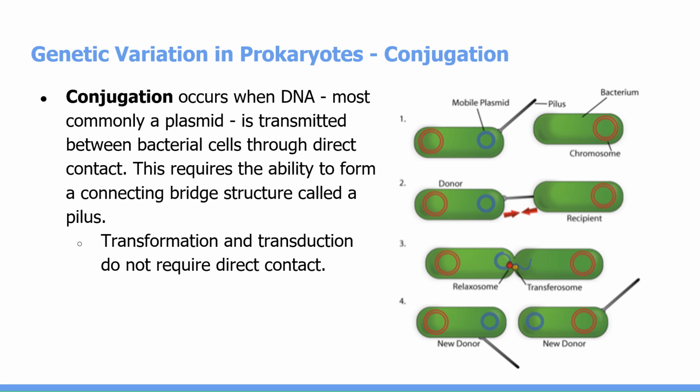The third process is called conjugation. This is when DNA, most commonly a plasmid, is transmitted between bacterial cells through direct contact. The ability to do this comes from the connecting bridge structure that is formed between the two bacteria, called a pilus. So transformation and transduction do not require direct contact. This process, conjugation, requires direct contact.